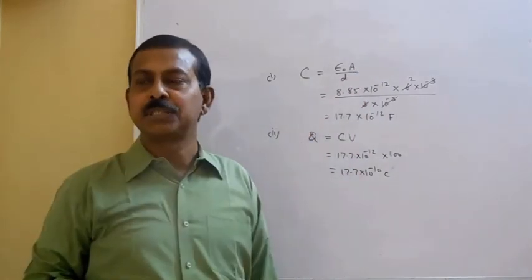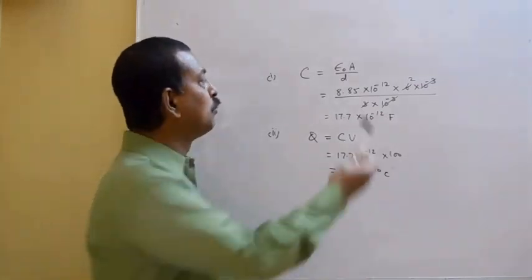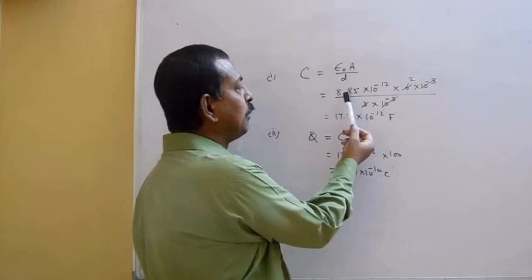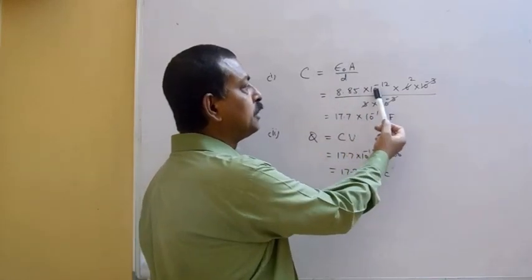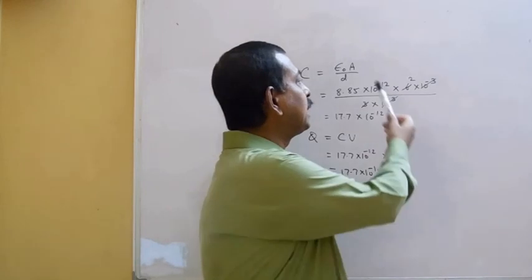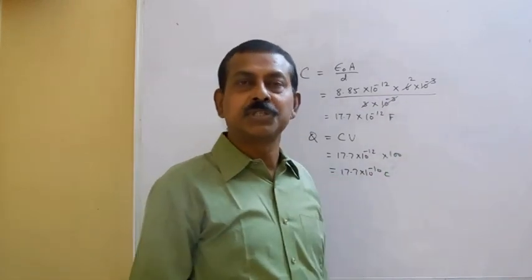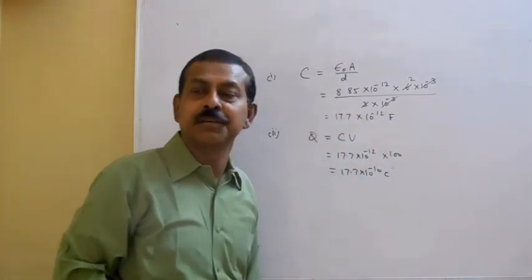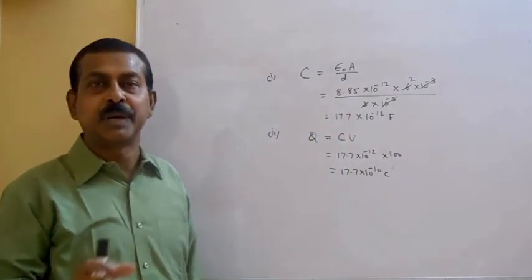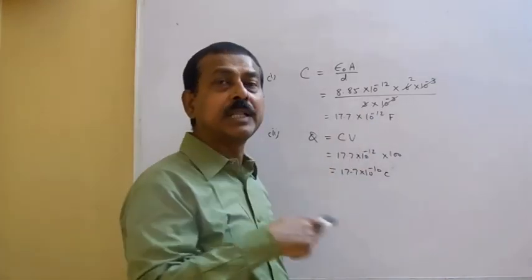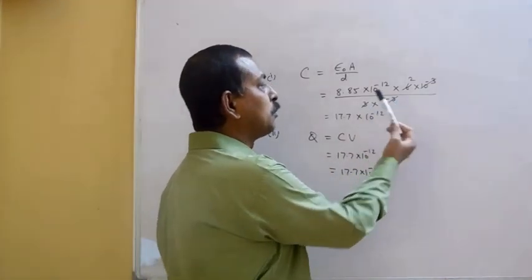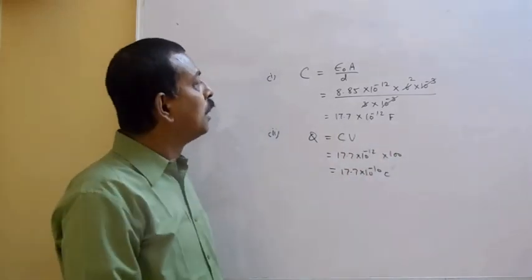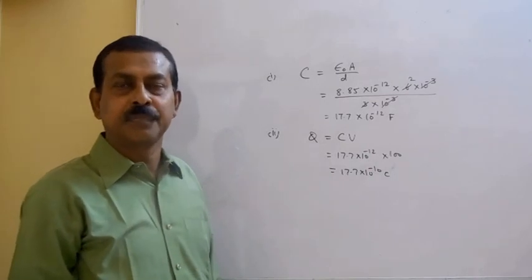So for a parallel plate capacitor with air between the plates, the formula is epsilon naught A by D. The epsilon value we have put here, 8.85 into 10 to the power minus 12. The plate area value is 6 into 10 to the power minus 3, so that we have substituted. Just take care for D. D is given in millimeter, which is the plate separation. So don't forget to convert that to meter. So it is 3 into 10 to the power minus 3. So ultimately it will become 17.7 into 10 to the power minus 12 farad.